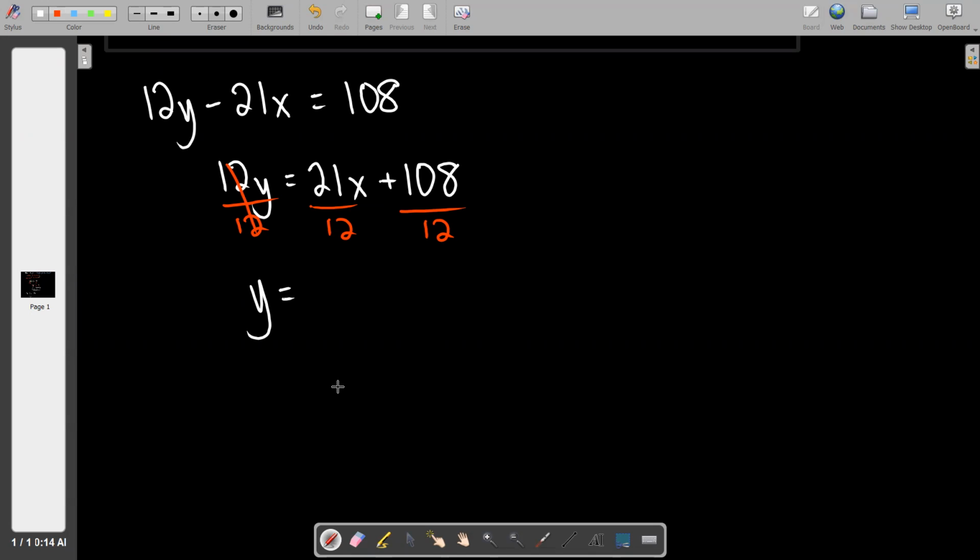Here it goes. Tell me about 21/12. Can you divide 21 by 12? No, not and expect good results, but you can reduce to what? 7/4. If you divide the top and the bottom of that fraction both by 3, you get 7/4 x. And then plus, can you divide 108 by 12? You can. You get 9. Final answer.